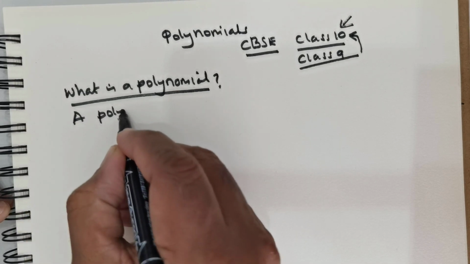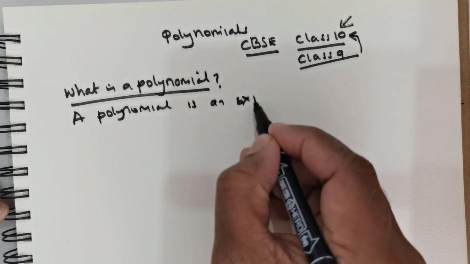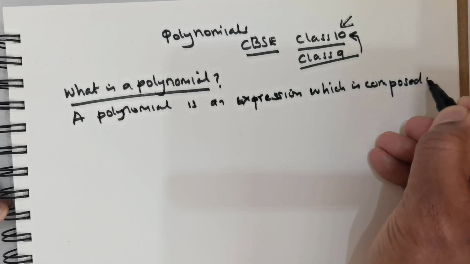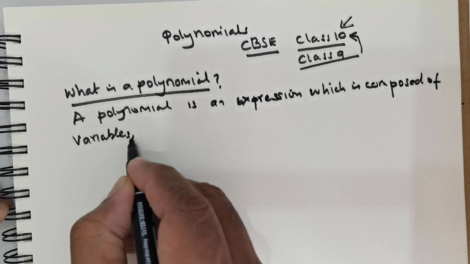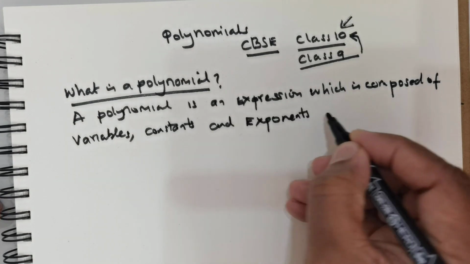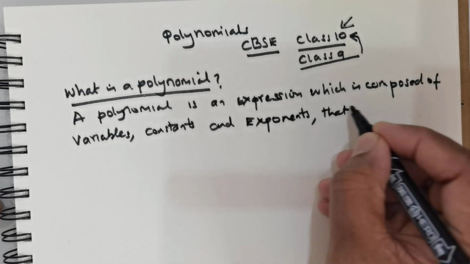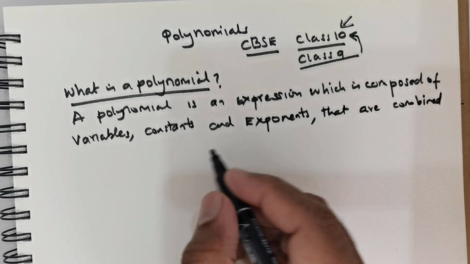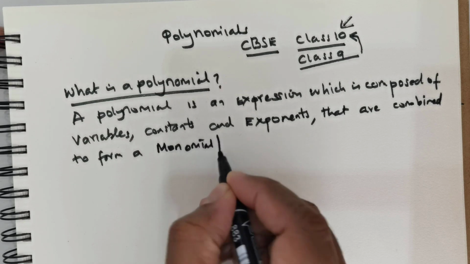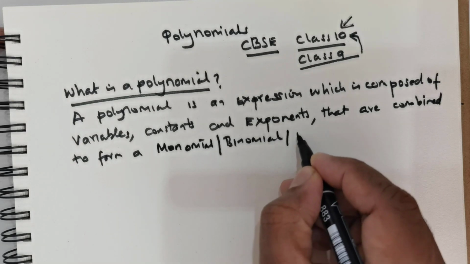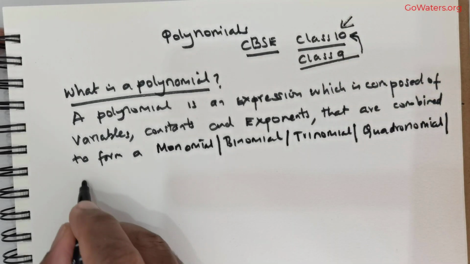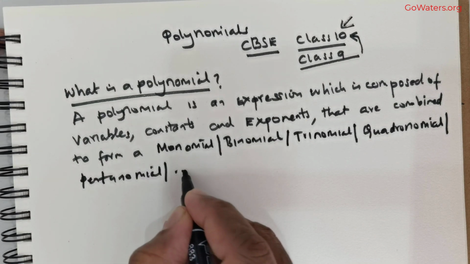A polynomial is an expression that is composed of variables, constants, and exponents that are combined to form a monomial or a binomial or a trinomial or a quadrinomial or a pentanomial, and so on.